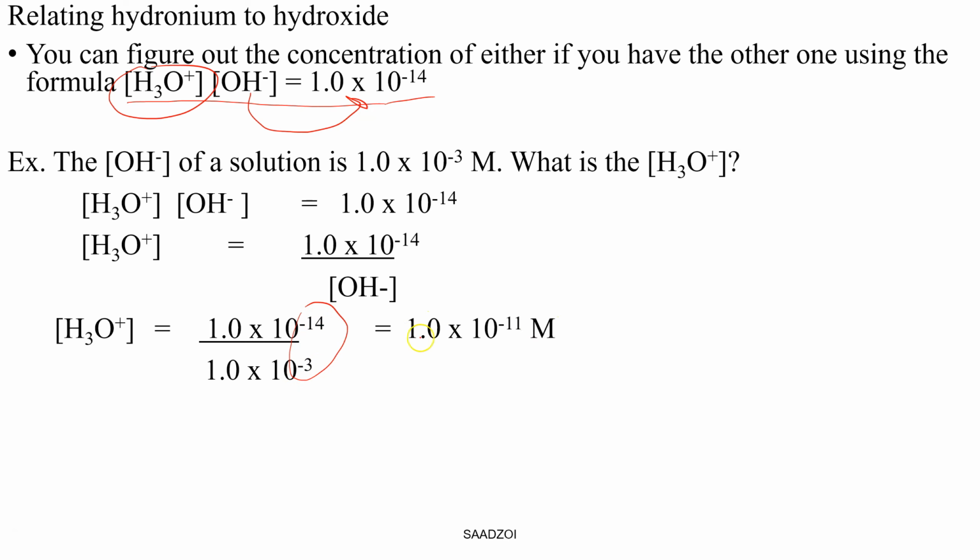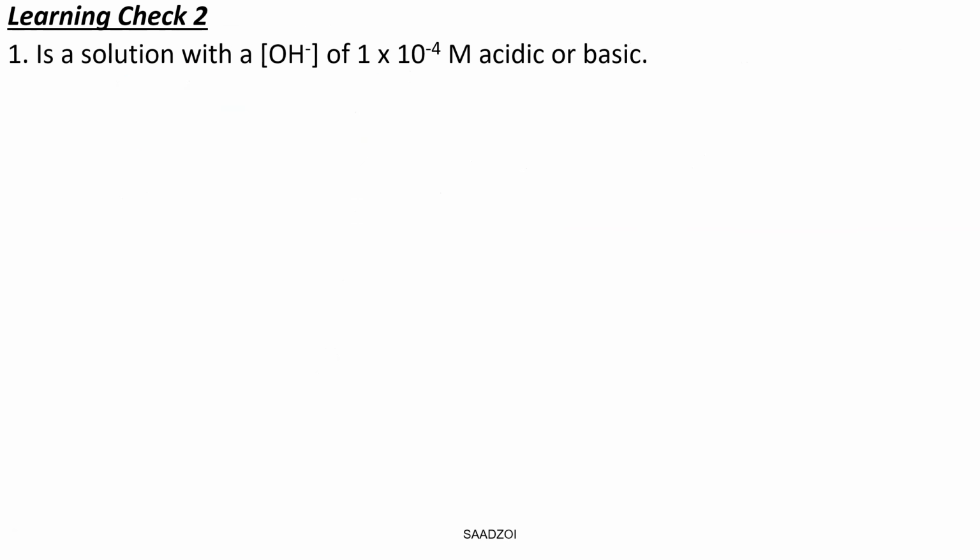So I can figure out the other one if I have one. You can see this is smaller than 10 to negative 7, so your solution here is definitely basic. You can determine that ahead of time, right? You look at this and see, oh, hydroxide is negative 3. That's bigger than negative 7. So I'm basic before I even start doing any number crunching. That's what you could do inference-wise.